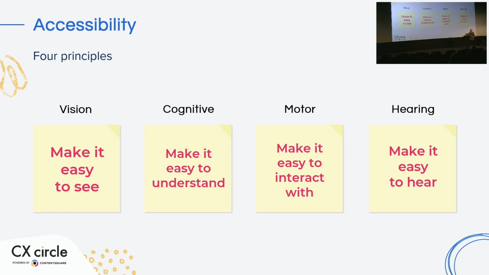So for me, this was a great, if simplistic, place to start. It was based on four principles. Vision: make it easy to see. Cognitive: make it easy to understand. Motor: make it easy to interact with. And finally, hearing: make it easy to hear.